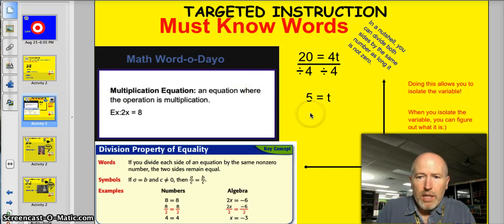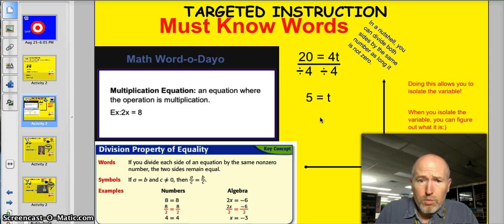Well, you probably could have guessed by this time in the video what the term would be. It is multiplication equation. That's just simply an equation where multiplication is the operation, like here, 4t. Also, we have the division property of equality, which will help us solve those. Just like the addition, subtraction, and multiplication properties, in a nutshell, you can divide both sides of an equation by the same number. As long as it's not 0, everything is cool.